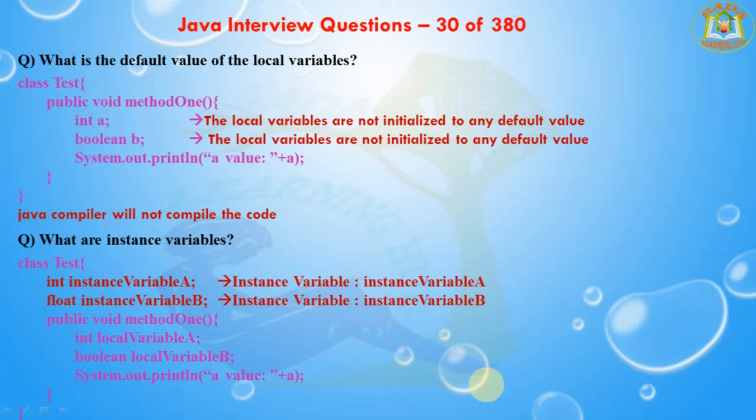If you see here, I'm creating a Test class. In this Test class, I'm creating a method, that is method one. Here I'm declaring two variables, the local variables a and b. I'm not initializing a and b here, but here I'm using the a variable. Whenever we compile this program, the compiler automatically gives a compile time error. Local variables must be initialized, otherwise it gives a compile time error.